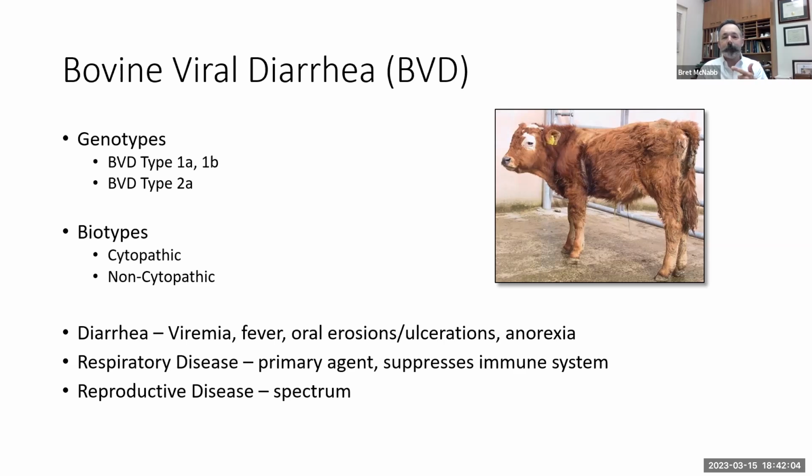It causes diarrhea, causes respiratory disease. It suppresses the immune system, making that animal more susceptible to other outside viruses and bacteria. And it causes a spectrum of reproductive disease.